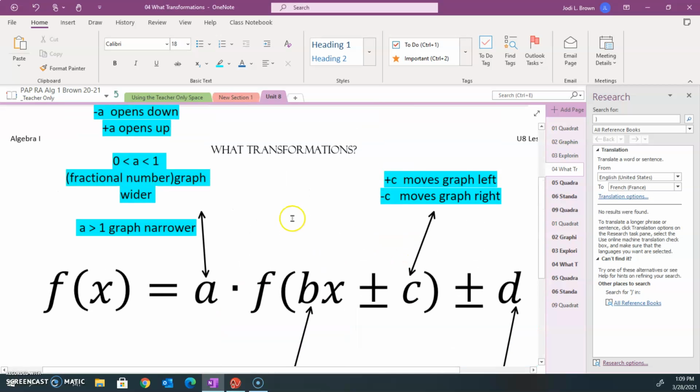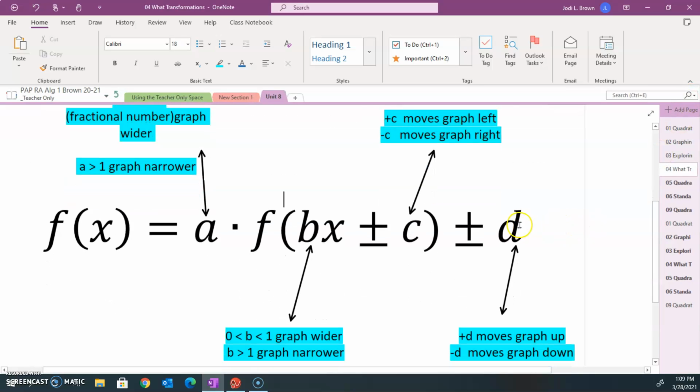C. If C is positive, it moves the graph to the left. It moves it opposite of what you think it's going to do. Inside the parentheses is C, and if C is negative, it moves the graph to the right. Again, it's opposite of what you think it's going to be. All right, and then D.